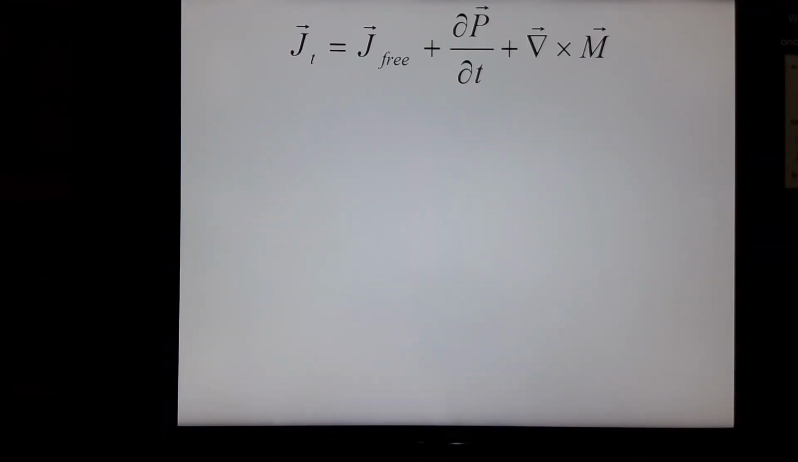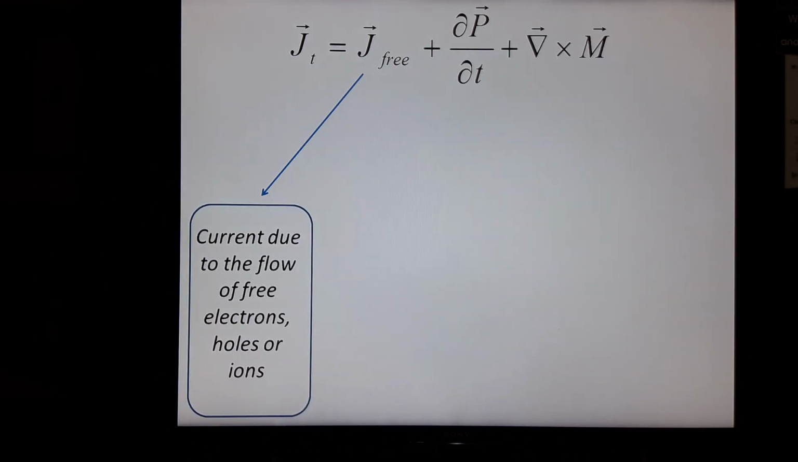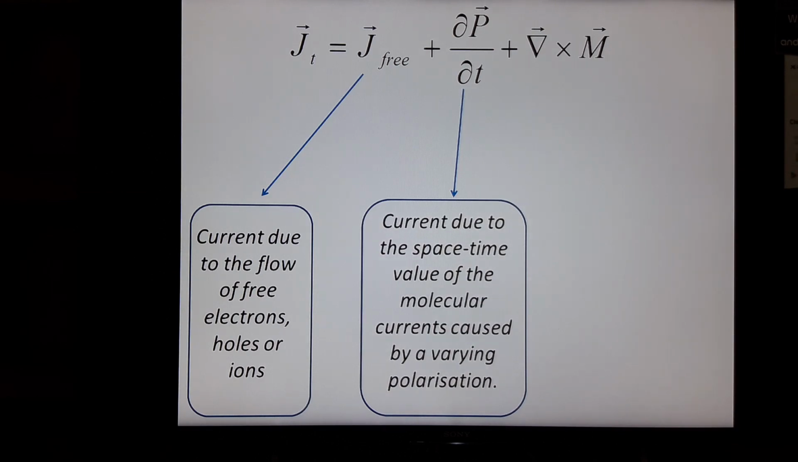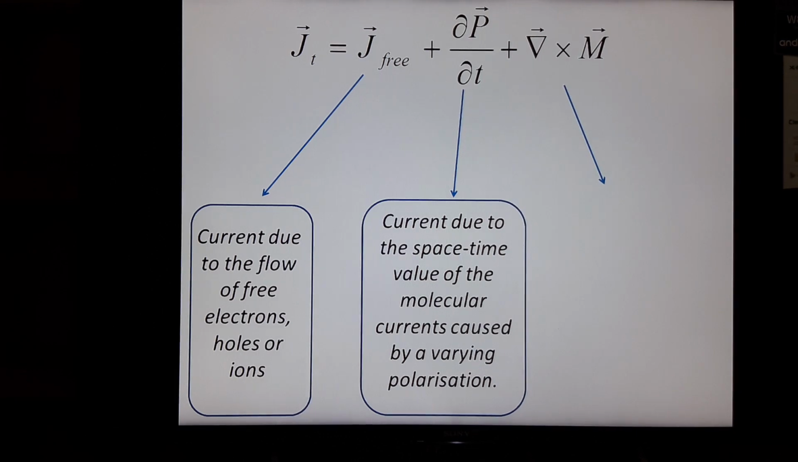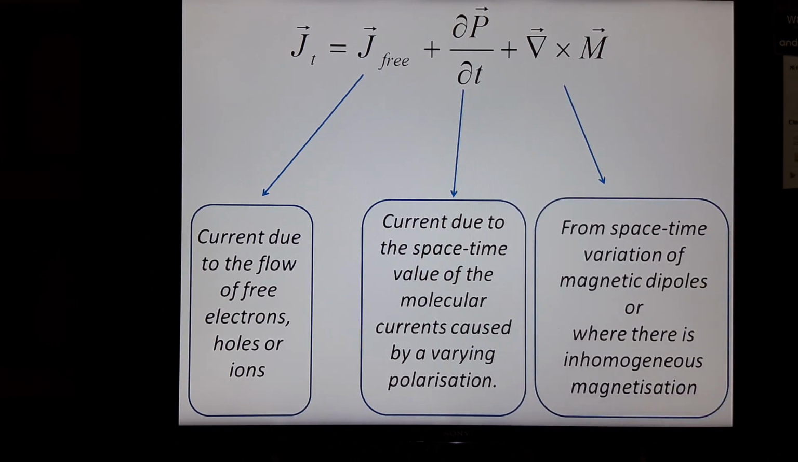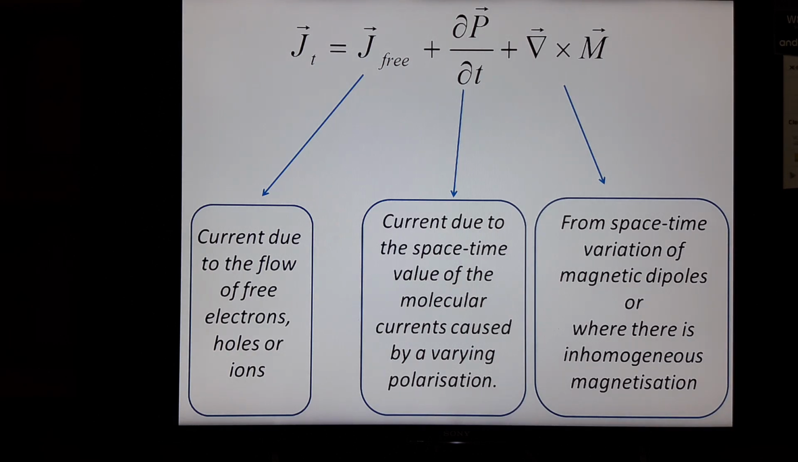Therefore, the three main Ampere's current components may be considered as J free, as this current is due to the flow of free electrons or holes or ions in a circuit, and del P by del t, which corresponds to the polarization current, due to the space-time variation of molecular currents caused by a varying polarization, and finally the curl of M, which contributes the magnetization current, is due to the space-time variation of magnetic dipoles or where there is inhomogeneous magnetization.